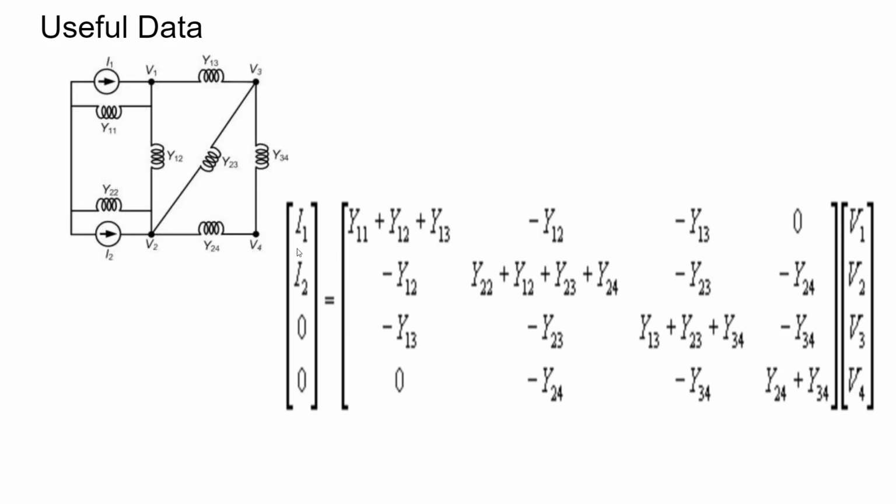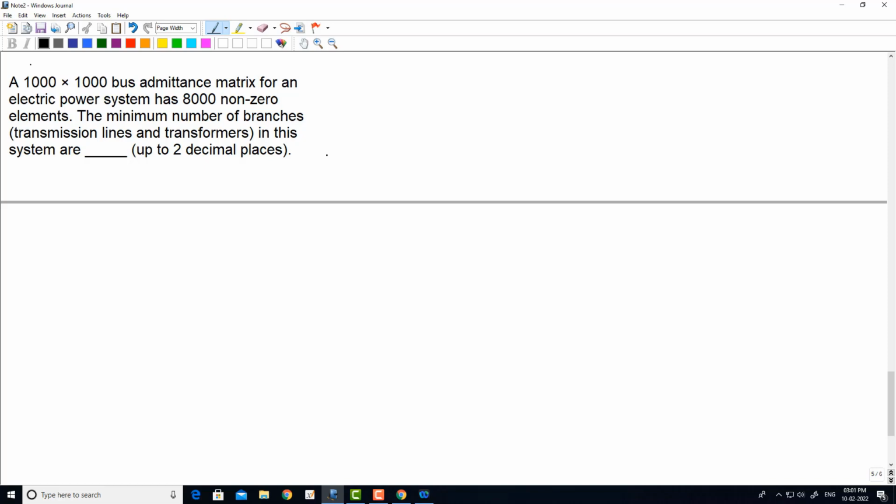Here, I1, I2, I3, I4 are the injected currents at the particular node. Here, V1, V2, V3, V4 are the terminal voltages at that particular node. Just now, we have discussed how to form the admittance matrix, Y-bus, right?